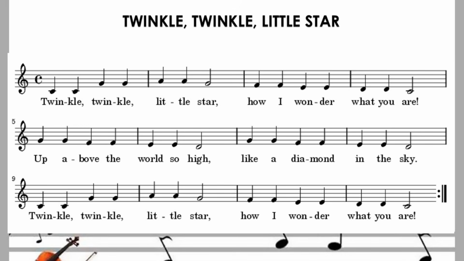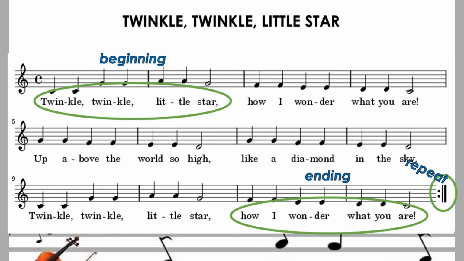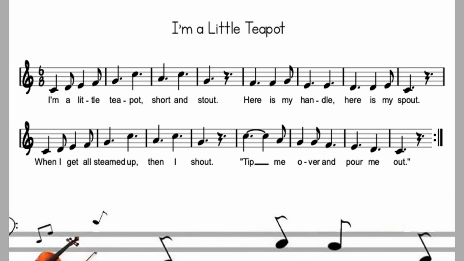Now, let's identify the beginning of this song. What is the beginning of this song? Correct! The beginning of this song is this: Twinkle, twinkle, little star. And what is the ending of this song? Correct! This is the ending of this song: How I wonder what you are. And there is also a repeat sign. And for the next song, I'm a little teapot.